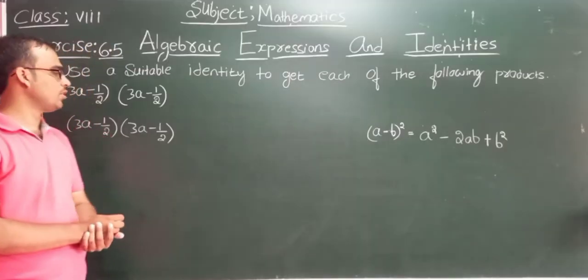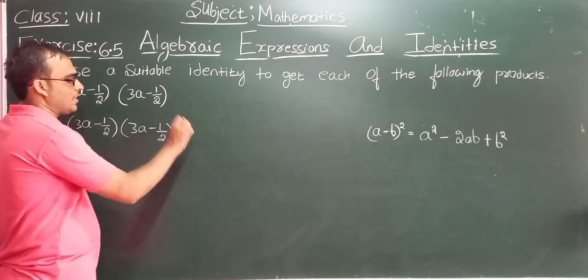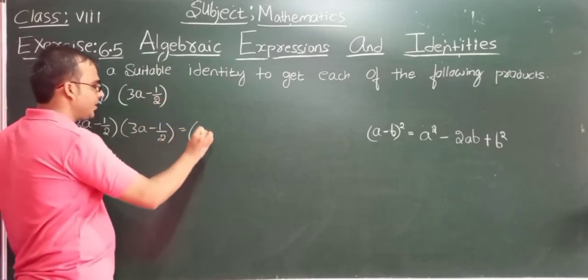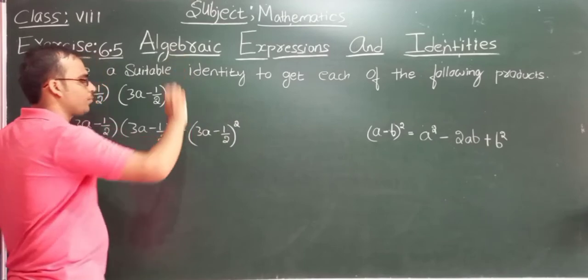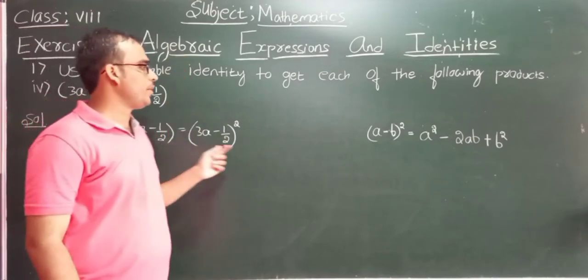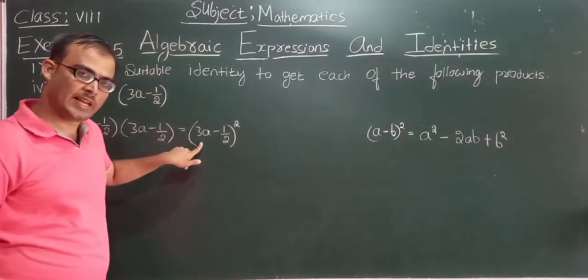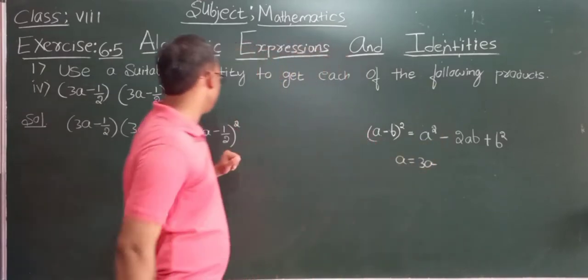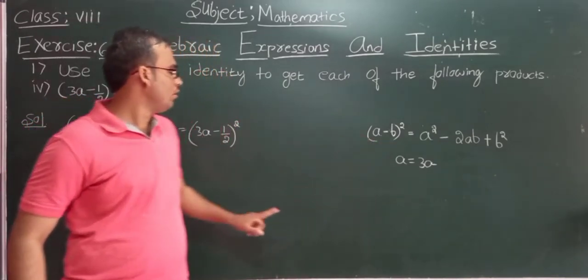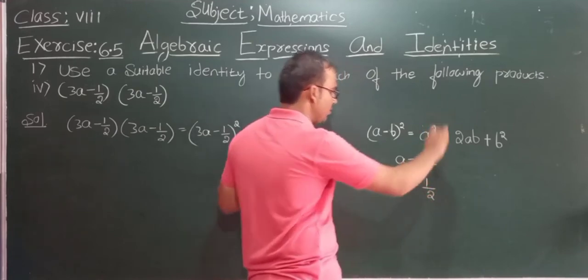Students, now let's solve the fourth question. Okay, so what have they given? 3a minus 1 by 2 into 3a minus 1 by 2. Okay, so this we have written here as it is. As I told you, here 2 times is there, no? So we will write square. That is 3a minus 1 by 2 whole square. Now it is also of the form a minus b whole square. In place of a, 3a is there. Next, in place of b, 1 by 2 is there.